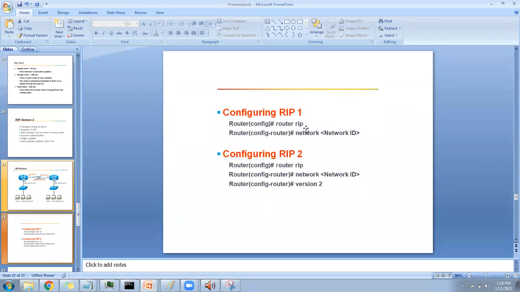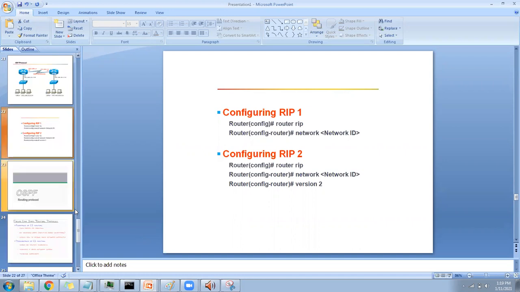Just go to config terminal and advertise your directly connected networks. That's it. In a static route we use the non-directly connected network, but here it is the directly connected network, right? So Umar, have you done the practice for RIP?